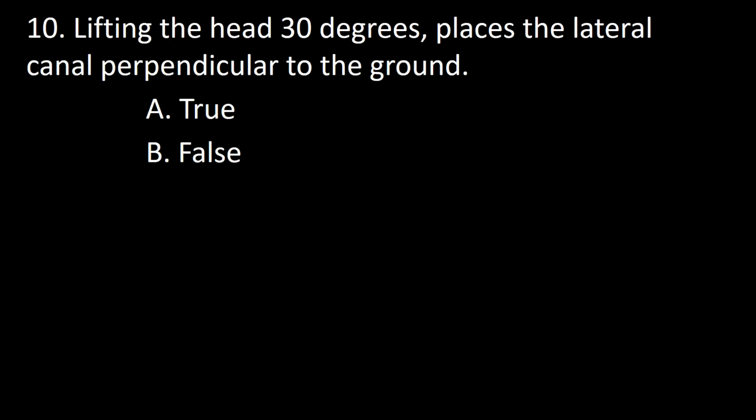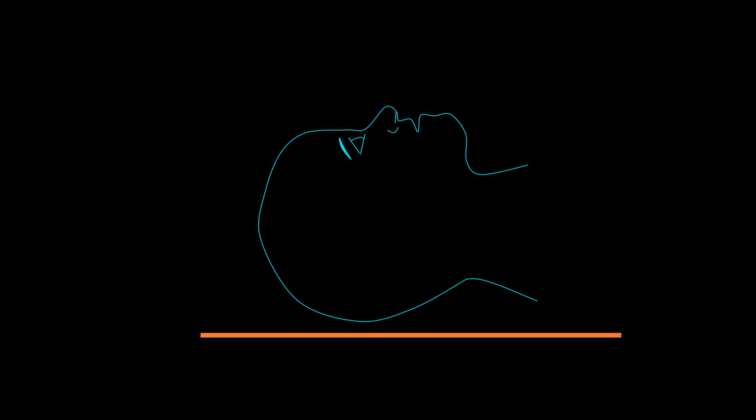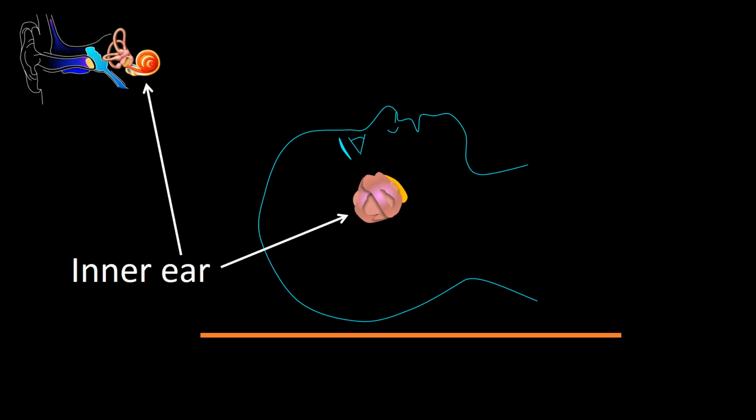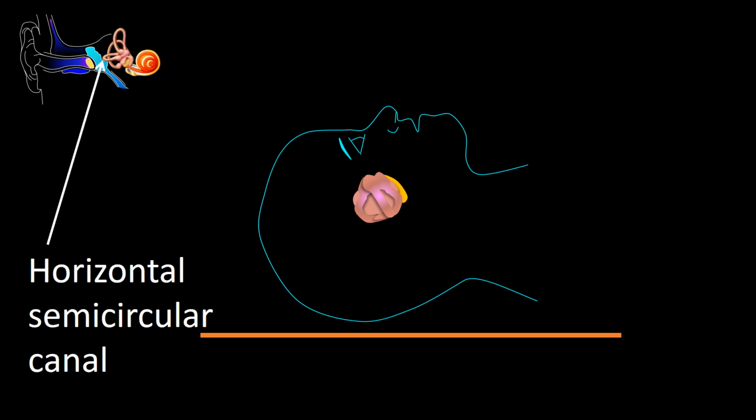Lifting the head 30 degrees places the lateral canal perpendicular to the ground. A true, B false. This represents the head in a laying down position. The labyrinth in this position has the orientation given in this frame. The horizontal semicircular canal is closest to the tympanic membrane, and its anterior pole, where the ampulla is, is rostral. Also notice the axis of the horizontal semicircular canal.